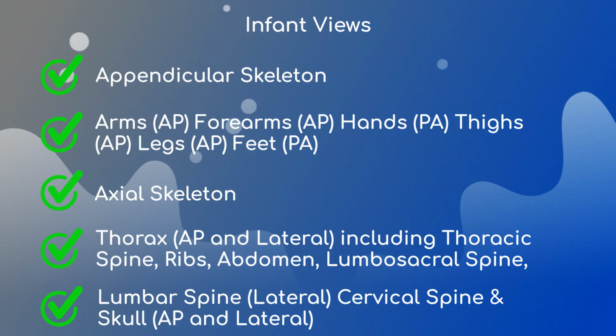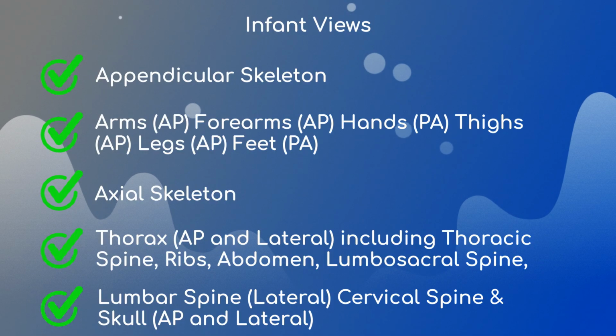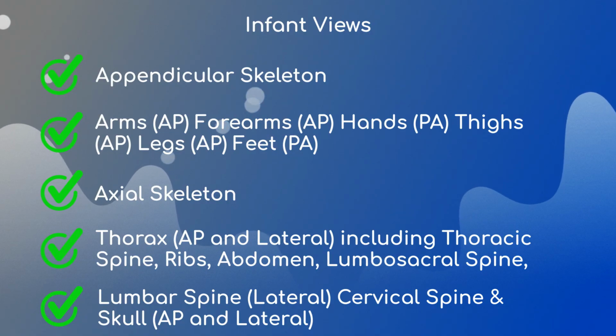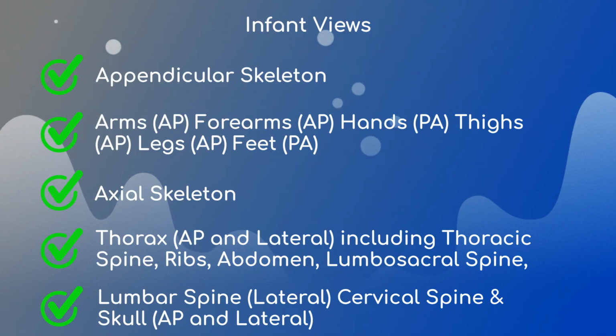Infant survey views include the appendicular skeleton: arms, forearms, hands, thighs, legs, feet; and the axial skeleton: thorax AP and lateral to include thoracic spine and ribs, abdomen, lumbosacral spine and bony pelvis, lumbar spine lateral, cervical spine AP and lateral, and skull frontal and lateral.